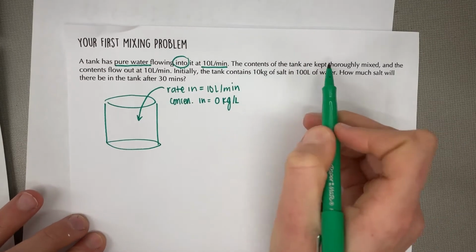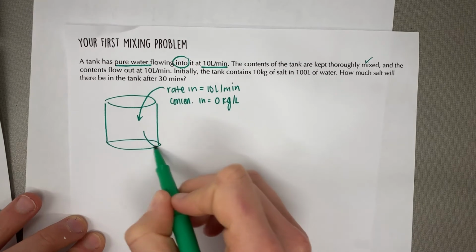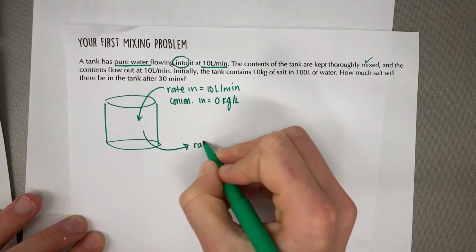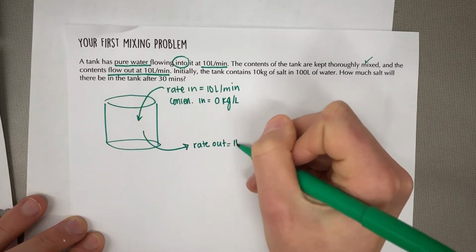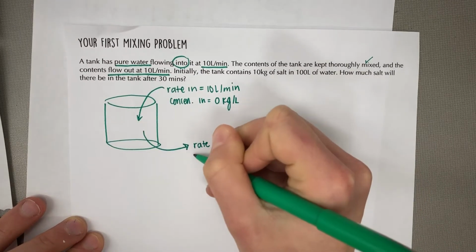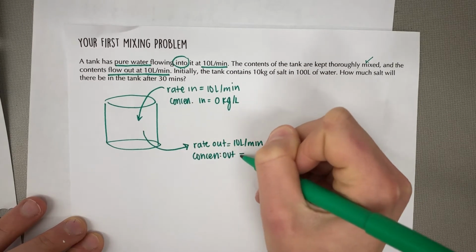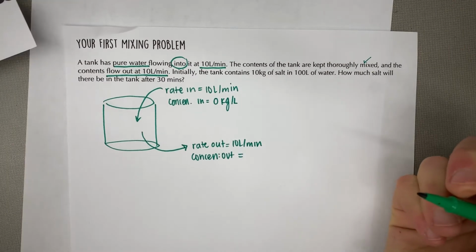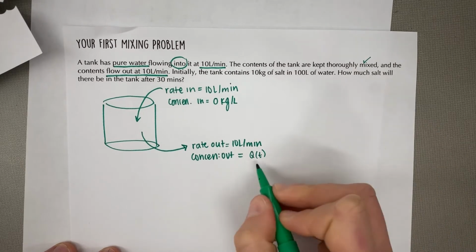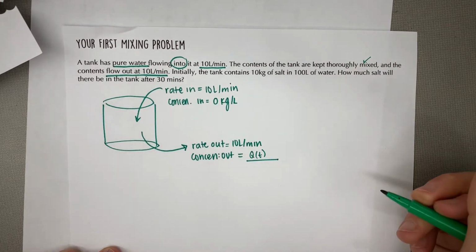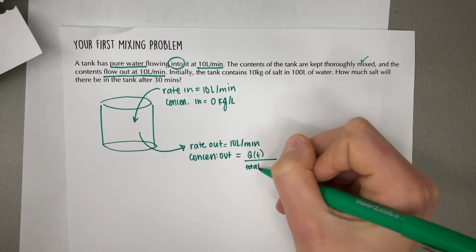The contents of the tank are kept thoroughly mixed. Okay, that's always the case. And the contents flow out, so rate out at 10 liters per minute. Now, what is the concentration out? This is a little bit trickier. Here we said, it's the amount of salt in the tank, that's Q of T, divided by the total amount of liquid.